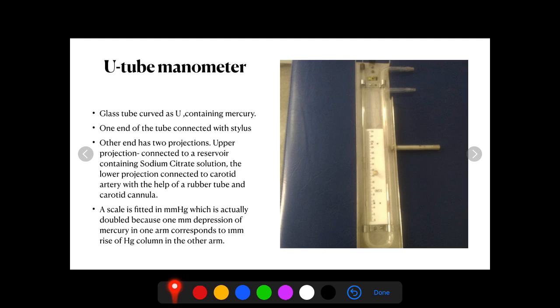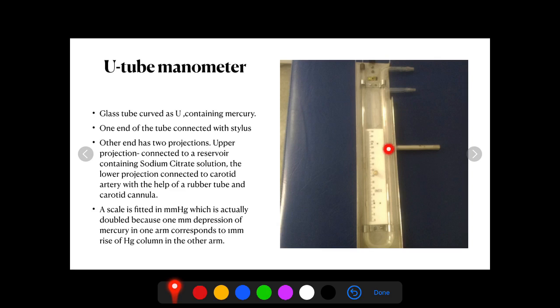Now, here there is a stopcock with the help of which we can regulate the entry of either blood from the carotid artery or sodium citrate from the reservoir, or we can mix both of these for the experiments, because sodium citrate acts as an anticoagulant so that the blood does not clot.